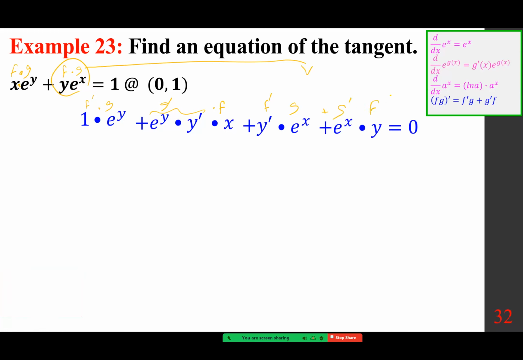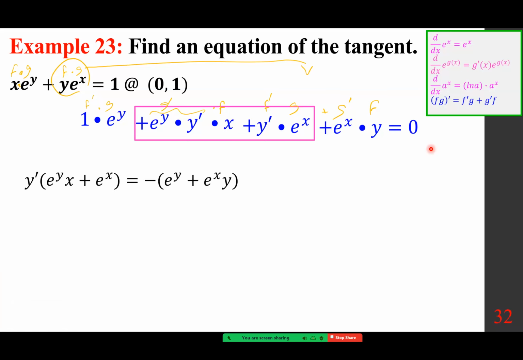Okay, what is it that we want to solve? You can replace the x with 0, y with 1, and the result will give you y prime. And that's what you want as a slope. But I want you to solve for y prime. This is really a better strategy. How do we solve for y prime? Anything involving y prime, we keep. Anything that doesn't have it, we move. So this goes to the other side, becomes negative. This goes to the other side, becomes negative.